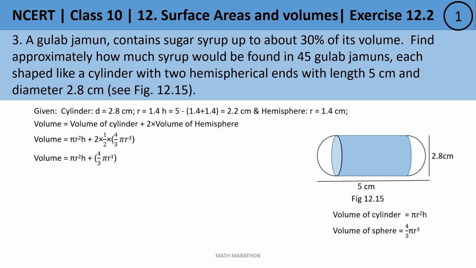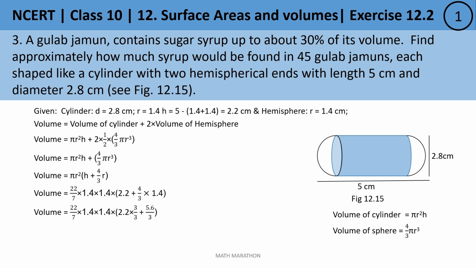Volume is equal to pi r square H plus 4 by 3 pi r cube. Pi r square is common. So, volume is equal to pi r square in bracket H plus 4 by 3 r. Volume is equal to pi, which is 22 by 7, r square, which is 1.4 square, in bracket H, which is 2.2, plus 4 by 3 r, which is 1.4.